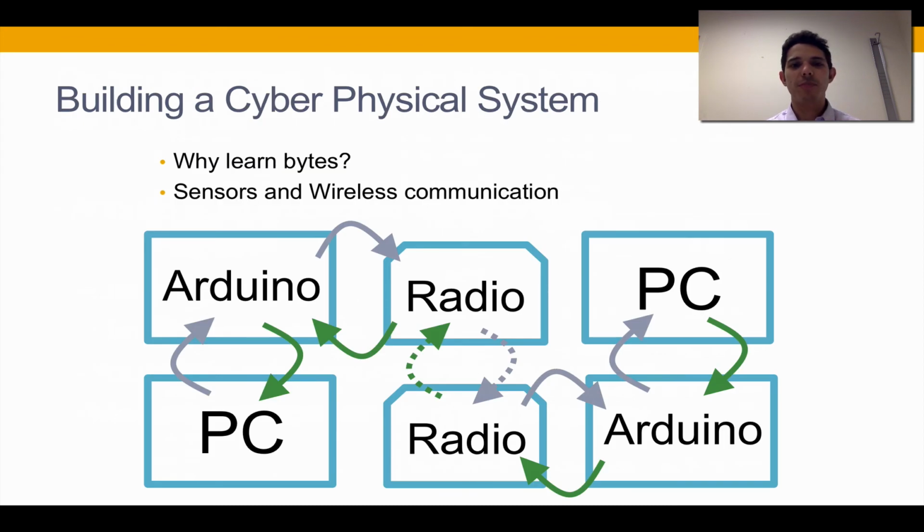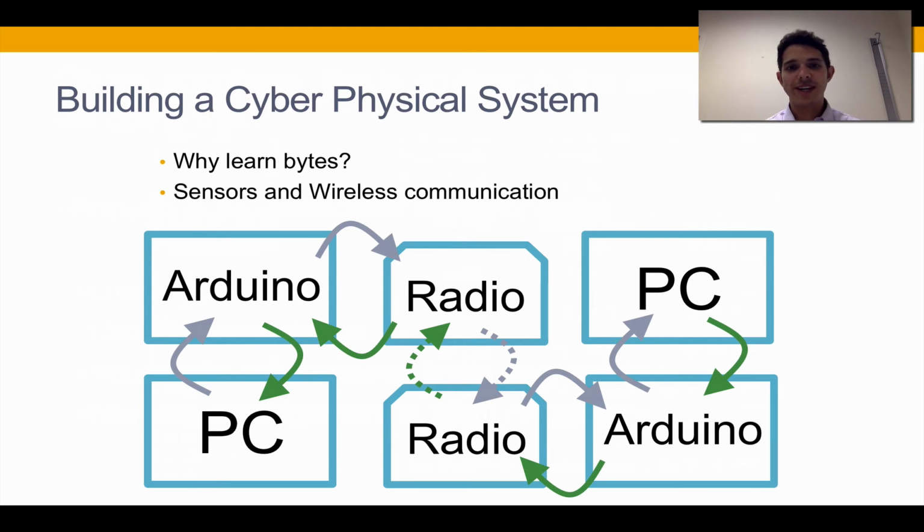Okay, let's talk about building a cyber-physical system. This is really now getting towards what your projects will look like, and also what Lab 1 Part 2 is about. So why do we care about learning about bytes? Typically, we're going to have an Arduino, which might be connected to, for example, an XBee radio, which is what you're doing in Part 2 of Lab 1.